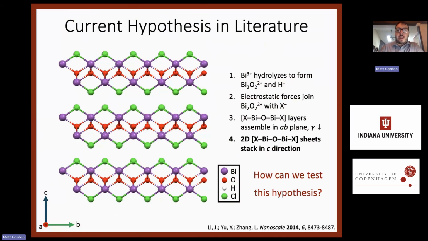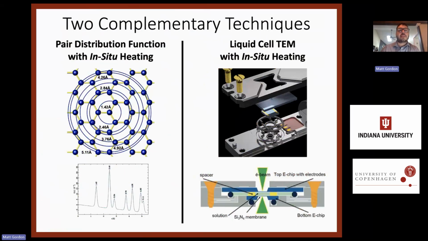But this has been a hypothesis that makes logical sense, but it hadn't been able to be tested really yet. And so we thought, using our set of precursors that we had, we had a good way to be able to test this. And so we wanted to test this using two complementary techniques: pair distribution function with in situ heating, and then liquid cell TEM, again with in situ heating.